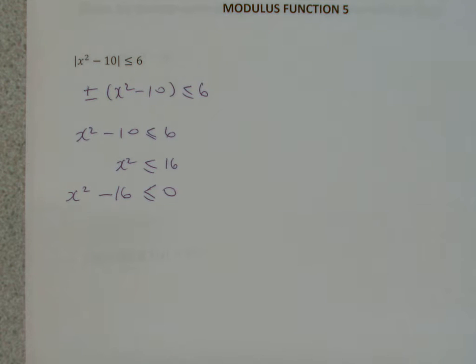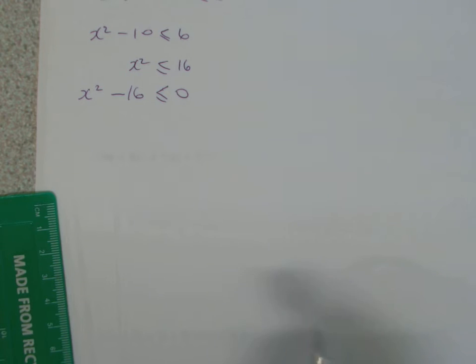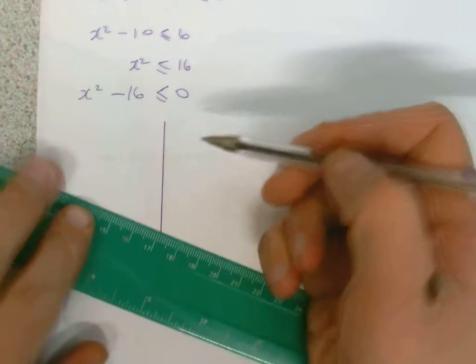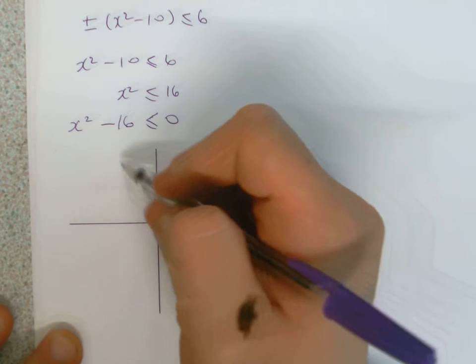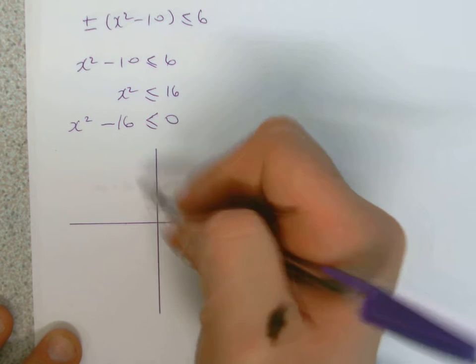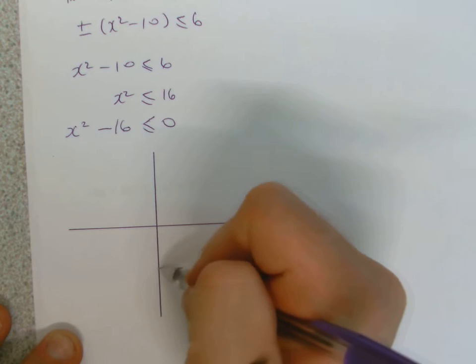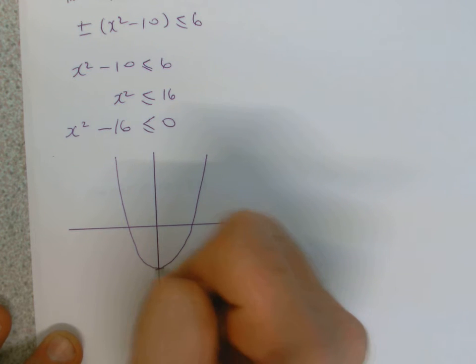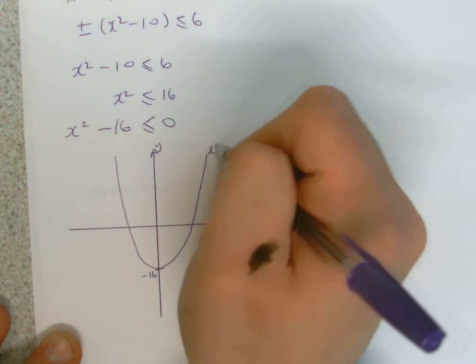Now this graph is actually quite easy to sketch. If you think about it, x squared is a smiley face, and if you've got x squared minus 16, that means your graph is shifted down. Whereas your normal smiley face goes through the origin, now it's shifted down to minus 16, so we're going to be about there. Obviously this is just a sketch, but minus 16 is where it goes through on the y-axis.